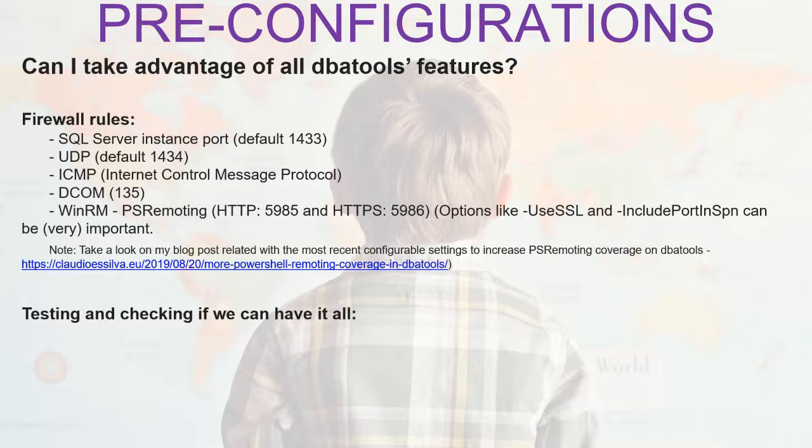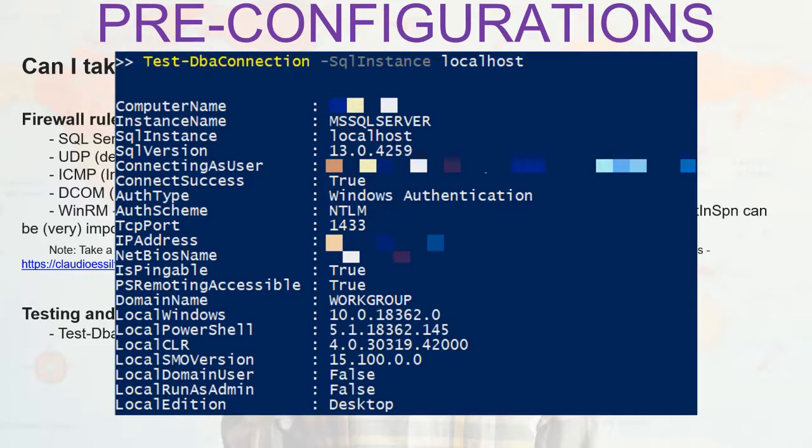So the next question is, if the firewall team says, I have everything already configured, how can we test if we have access to, let's say, our 100 instances or more? Test-DbaConnection. All the commands that we will see here that have Dba in the name are commands that belong to the dbatools PowerShell module. Test-DbaConnection is a handy command that makes it possible to test the connection to one instance.